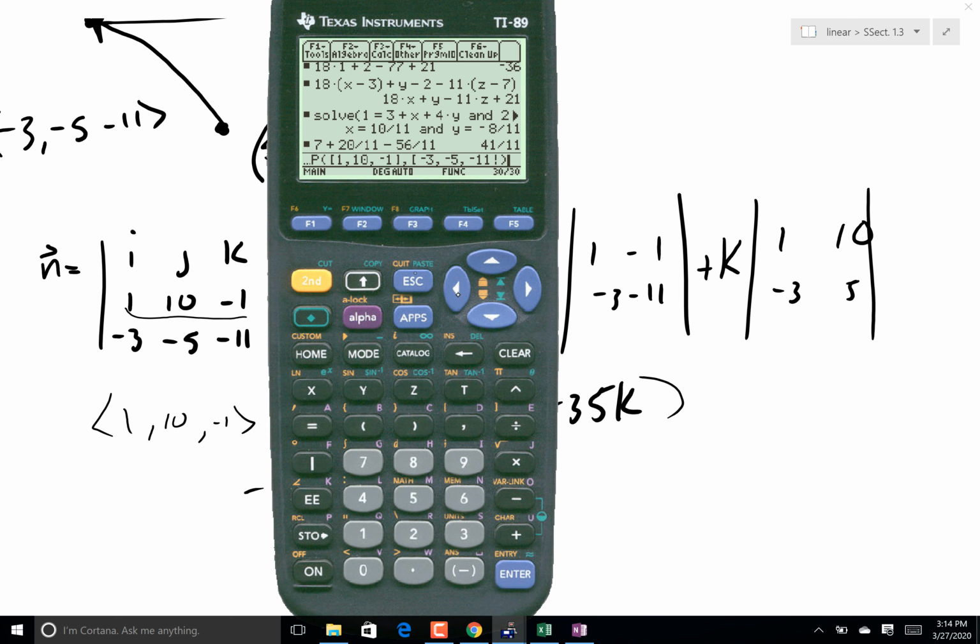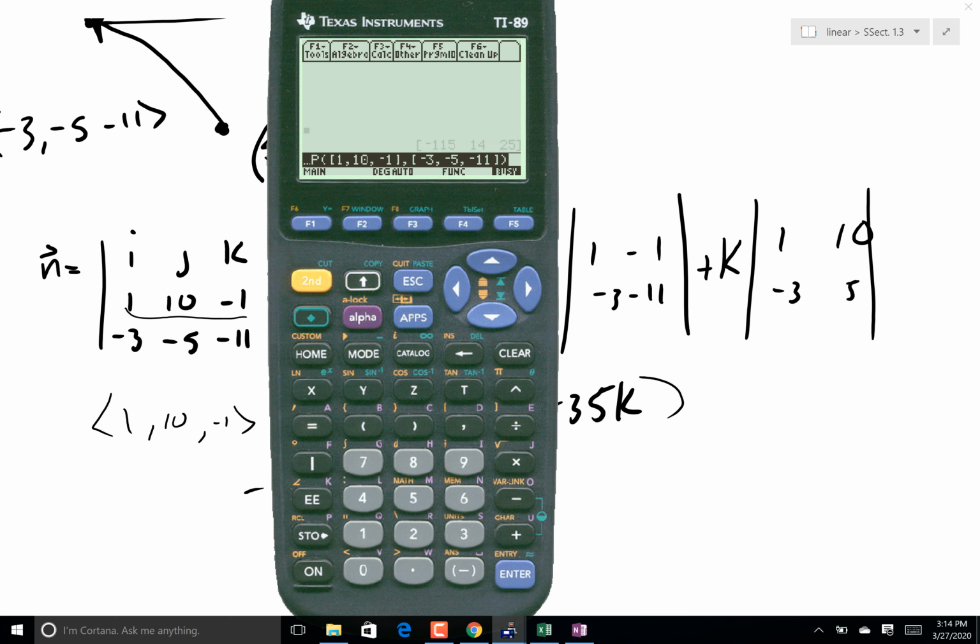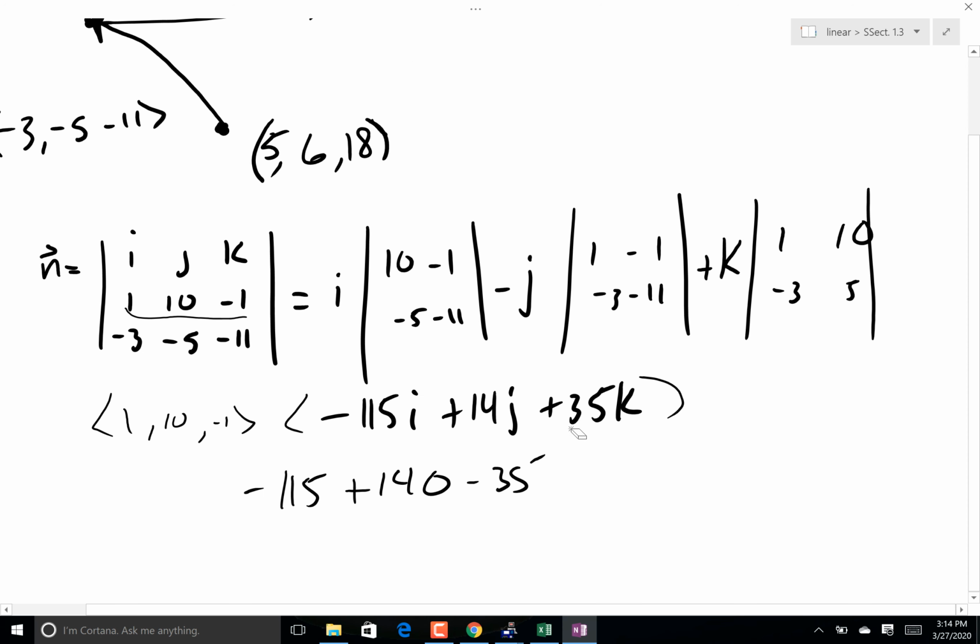Nope. 11 factorial. Yes. What happened? Ta-da! And it's supposed to be 25. Well, of course it's 25. Which makes this 25. Which makes this equal to 0. Yay, it works.